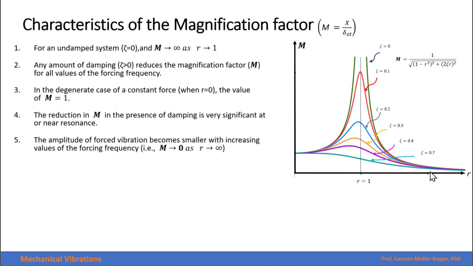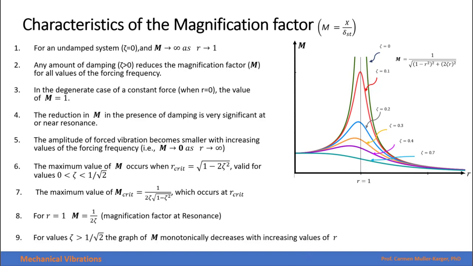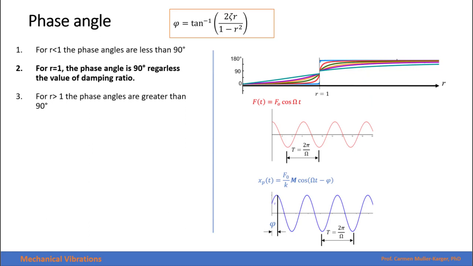The maximum value of M does not occur exactly at resonance when we have damping, and this is the critical value that we calculated by differentiating the expression of M, and the maximum value can be calculated with this expression. For R equals 1, M is equal to 1 over 2 zeta, and remember that for zeta values greater than 0.7, M decreases monotonically.